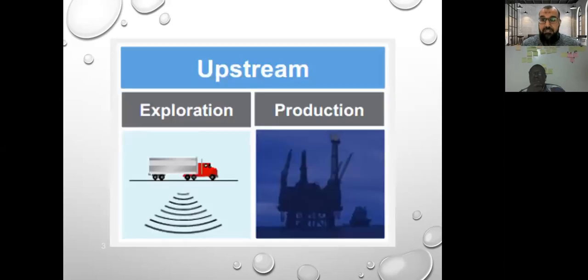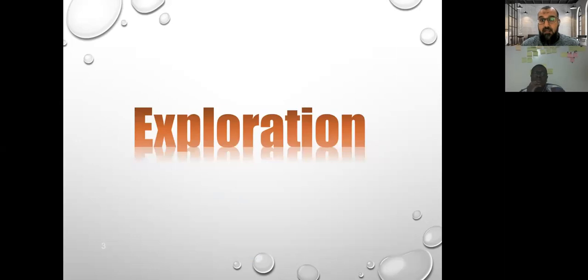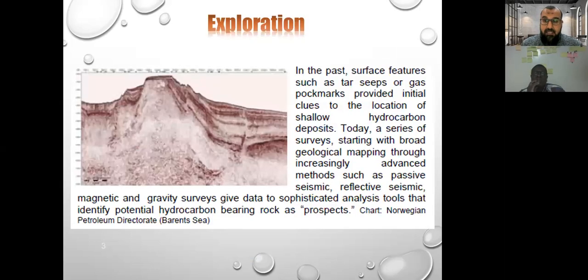As I said, the upstream has exploration and production. In the exploration field, the people in the past used some simple features so that they could know whether there was oil in an area or not. They could notice some tar seeps or some bubbles from gases in a certain location. So in the past, they noticed there was oil or gas there, so they started exploration. This is a very old method.